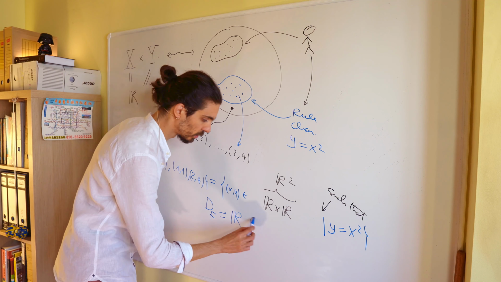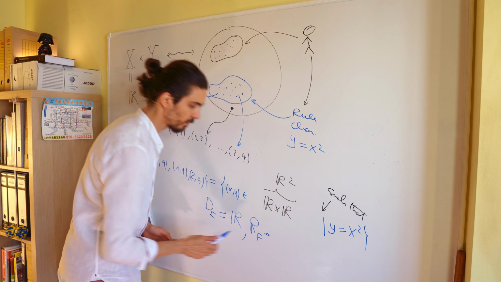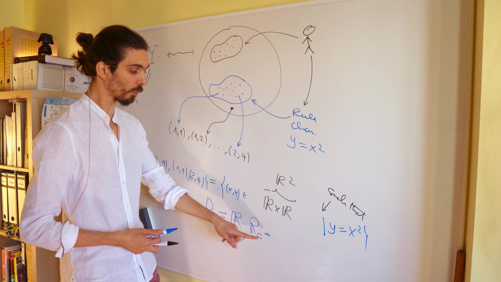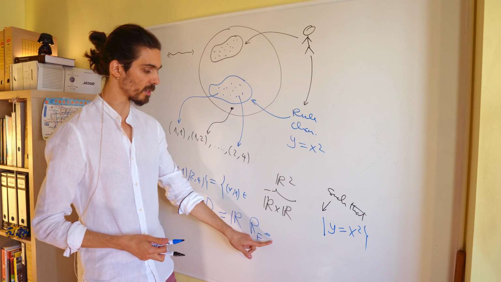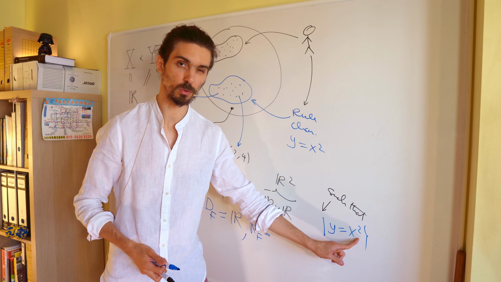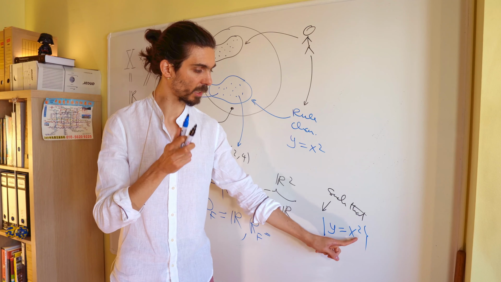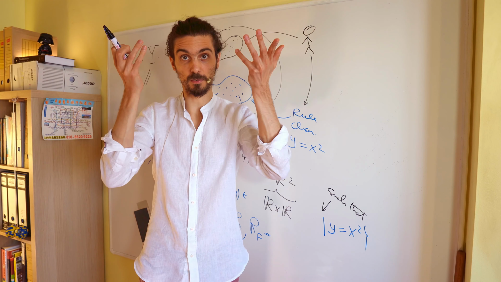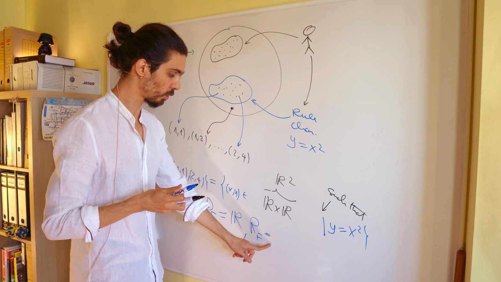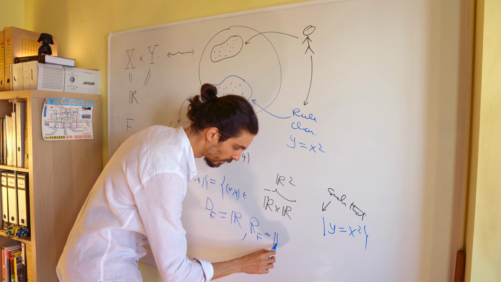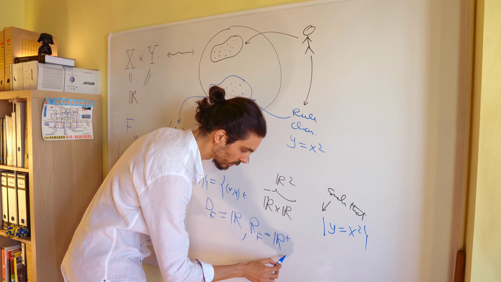What about the range of f? The range is trickier, right? It's all the y's that you would find in this set. But you see, y is always equal to x squared. But x squared is either positive or 0. And so, y must be any real number, positive or 0.